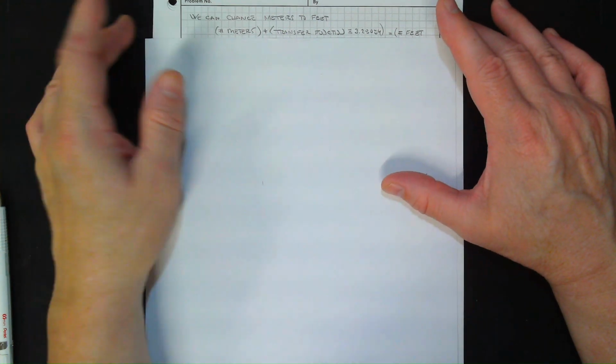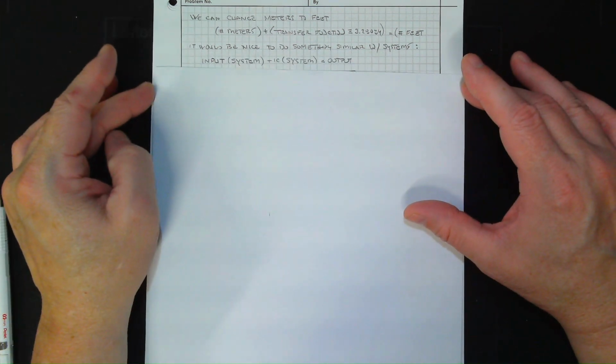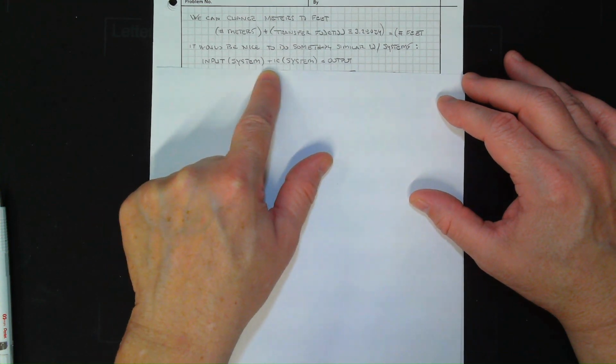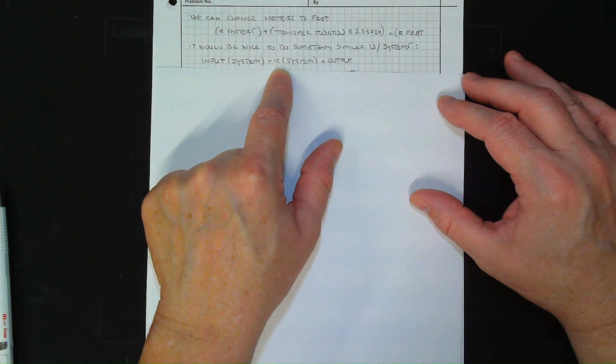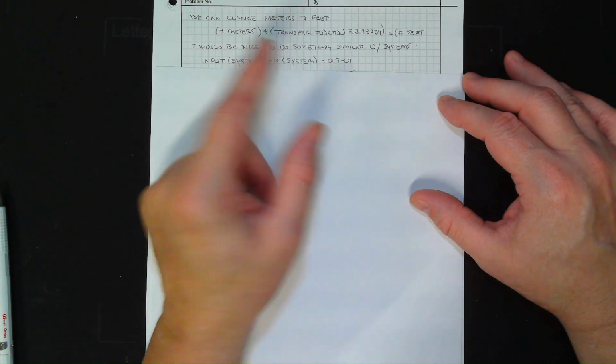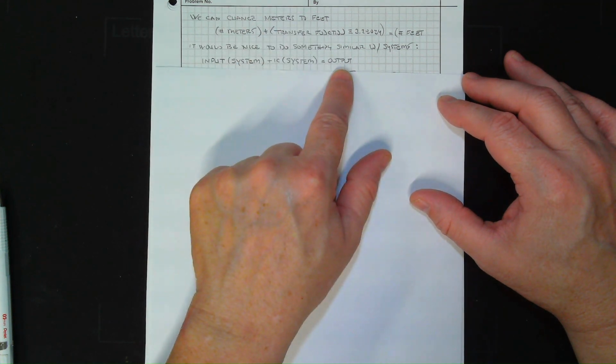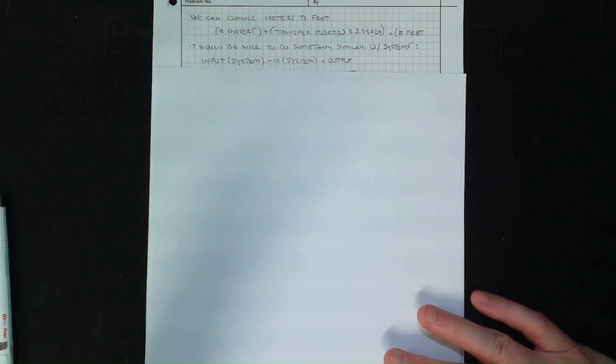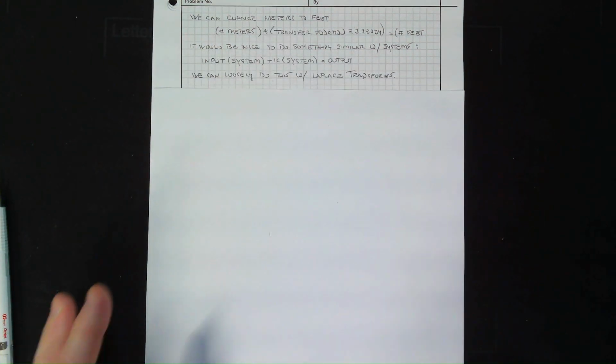It would be really nice if we could do something similar with systems. What do I mean by that? Suppose you could take the input, multiply by the system, have the initial conditions, multiply by the system, and get the output. That would be nice. With Laplace, we can do something like that.